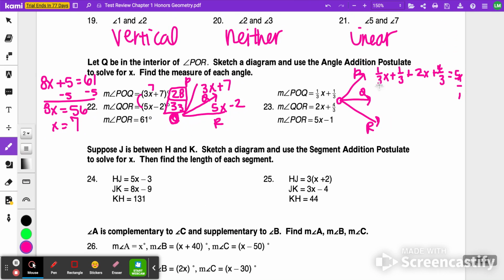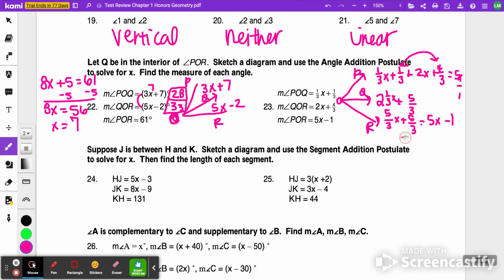I'm going to have to shorten that a little bit. I'm going to add 1/3 and 4/3. That will give me 5/3. And then 2x plus 1/3 x is 2 and 1/3 x. Or if you wanted to, you can also label it as 5/3 x. So 5/3 x plus 5/3 is equal to 5x minus 1.